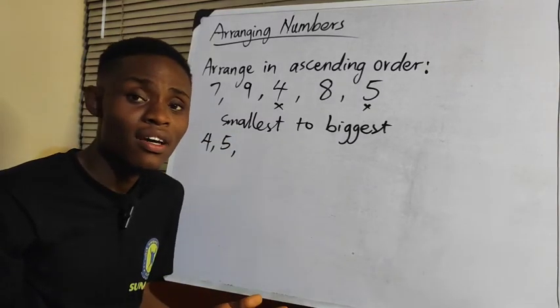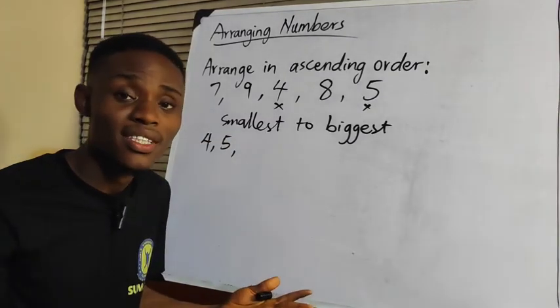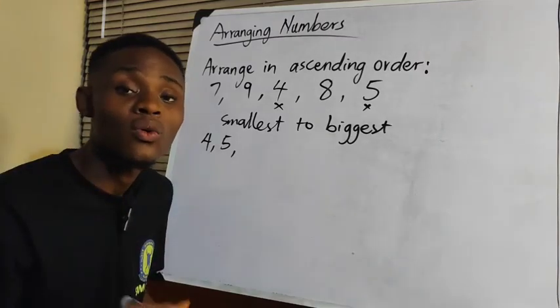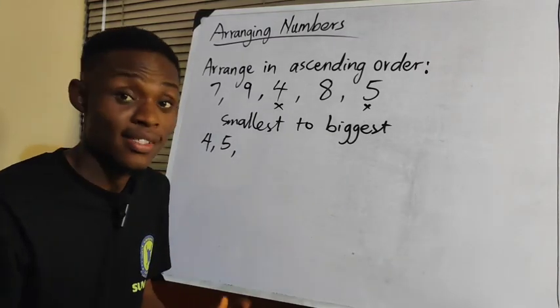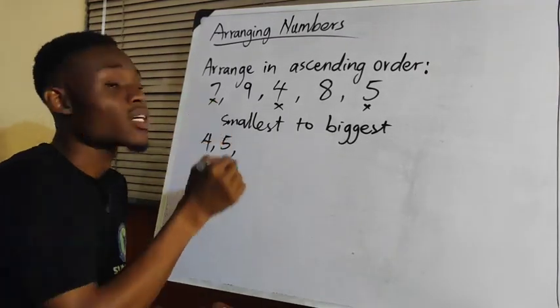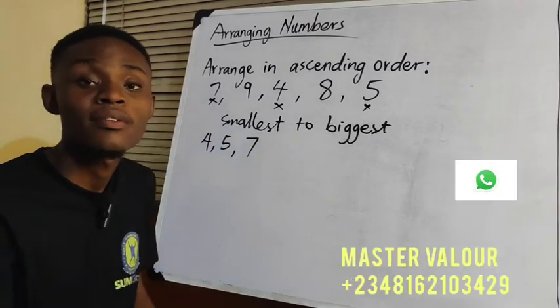Do we have a 6 here? Oh, no, we don't have a 6. So we are good with 6. Now, what is coming next? 7, right? Good. I'm going to take out 7 and write 7 here.